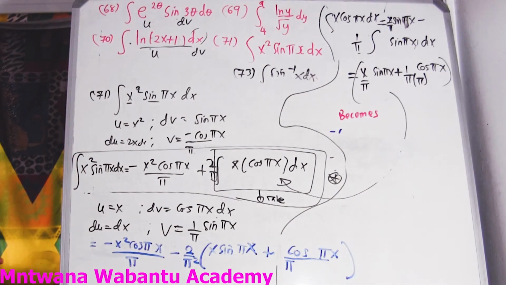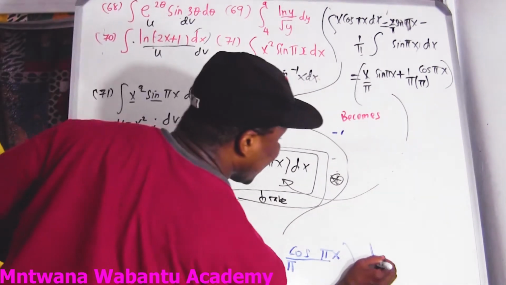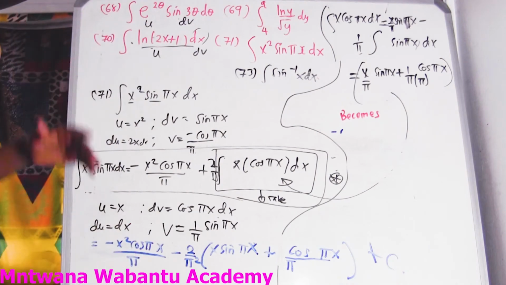Do you have a limit? No limit. Since there's no limit, we just add the constant C, and that's the end of this question. You understand what I'm saying? Now let's go to the next question.